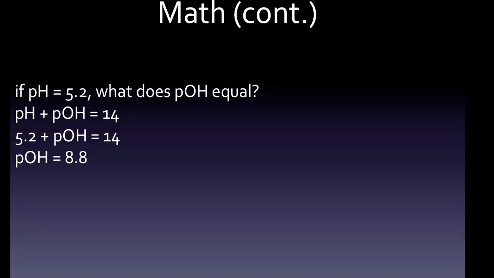Okay, on this one, if pH is 5.2, what does pOH equal? We just want to know that when we add these two together, we get 14. So if the pH is 5.2, you're just basically subtracting that 5.2 from 14, and that gives us an answer of 8.8.